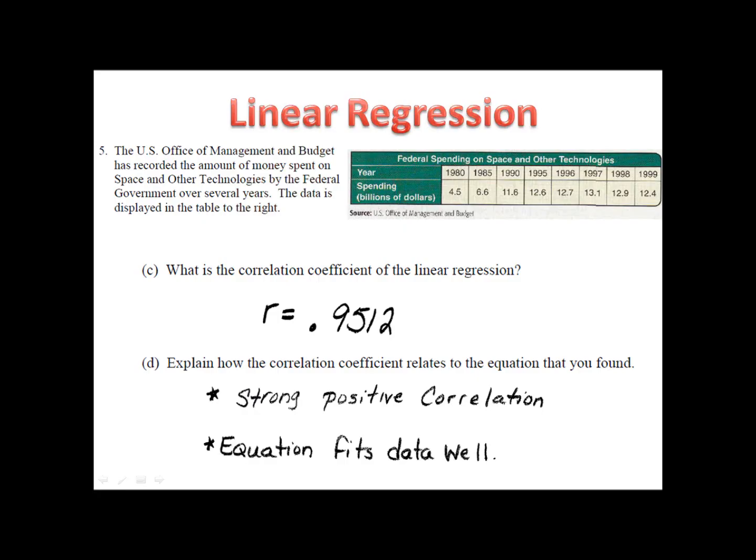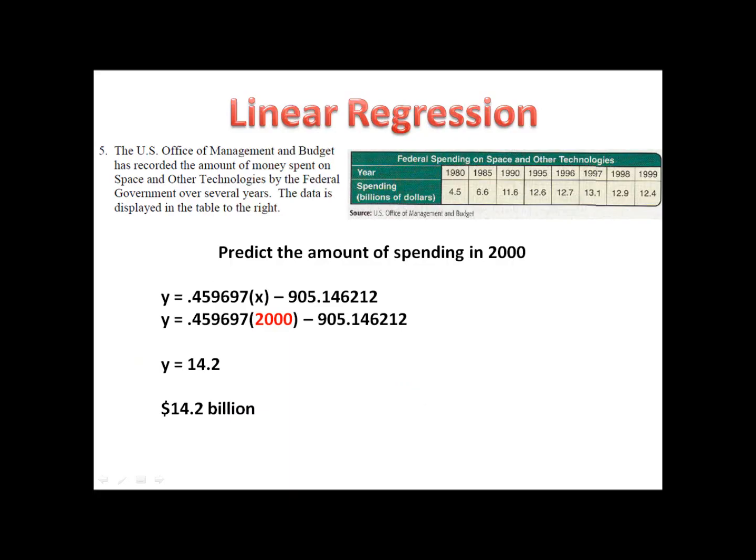Now we want to predict the amount of spending in certain years. We use our equation, 0.459697x minus 905.146212. We plug in the year 2000, and it comes up 14.2. My prediction, based on the data, is that we'll have $14.2 billion in this area.